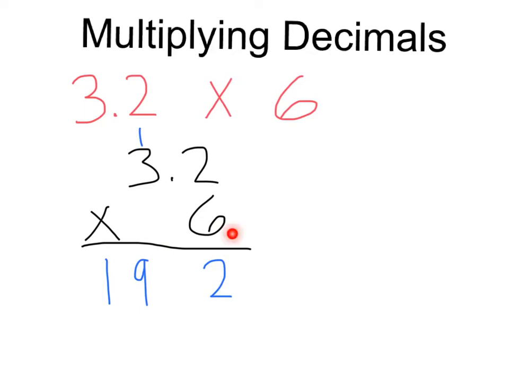So this 6 does not have any decimal places. This 3.2 has 1 decimal place. So I know that my decimal here is going to be 1 place over. And my answer will be 19.2.